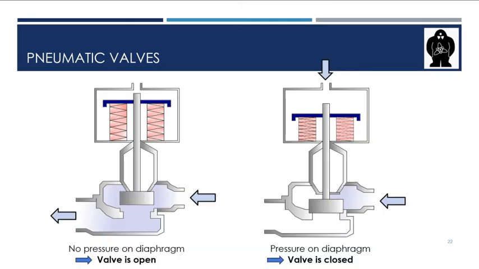These pictures visualize the scenarios I just described. On the left side, there is no pressure on the diaphragm, the springs are extended, and both the stem and the disc stay up. The valve is open and gas is flowing through. On the right side, the pressure on the diaphragm compresses the springs, which push down the stem and the disc, blocking the way of the gas. The valve is closed.